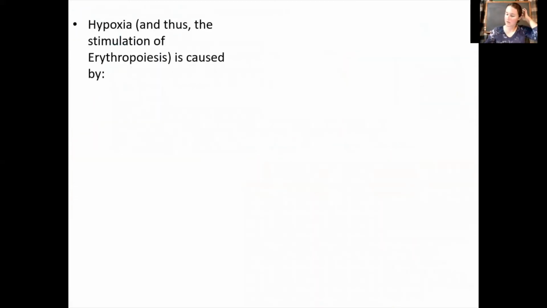Okay, so back to hypoxia. Why would this process be increased? For example, insufficient hemoglobin, right? So why would you have low oxygen? Well, if you don't have enough hemoglobin, you're not going to have enough oxygen. And so your body is going to start producing more blood to compensate for that lack of oxygen. And so if you have low iron, if you have low B12, right, you're not going to have enough hemoglobin.